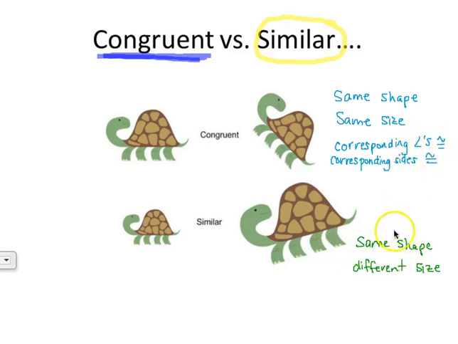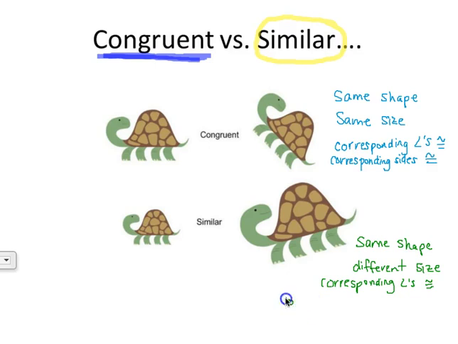So if something is similar, same shape, different size, that means the angles will be the same. So the corresponding angles will be the same. And remember, that's what that symbol here means. I've used it a couple times now. The little squiggly with the equal sign, that means congruent. So corresponding angles are going to be congruent, but the corresponding sides are not going to be congruent. They're not going to be equal.